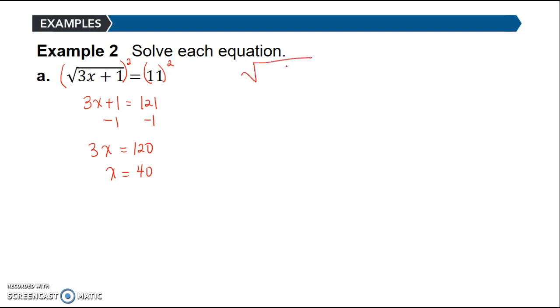Now we think 40 is the right answer. We do have to check it. It definitely solves that equation that results after the radical is gone. The square root of 3 times 40 plus 1, does that equal 11? And yes, that's 120 plus 1, which is the square root of 121, which does equal 11. So our solution is 40.